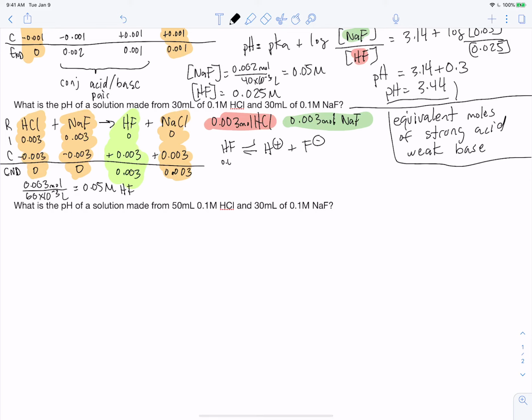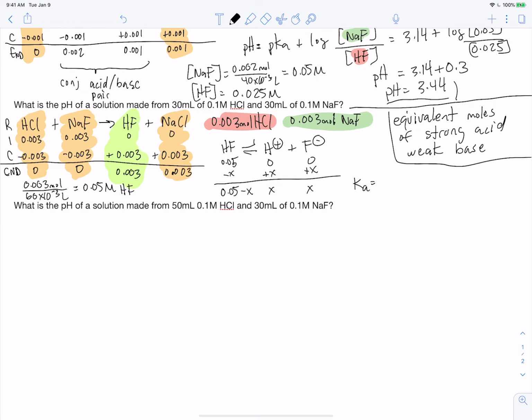And so we just set it up like this. We're starting out with 0.003 moles, converted to concentration, because we want to work in concentrations here. 0.05 molar HF, and that's going back and forth. It's going to form a little bit of H+. We're expecting things to be acidic. How much H+ do we start out with? None. How much F- do we have here? None, because that's all reacted with the acid, the HCl. And now we just set this up as a standard Rice table problem.